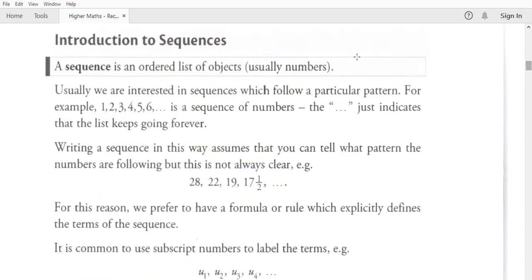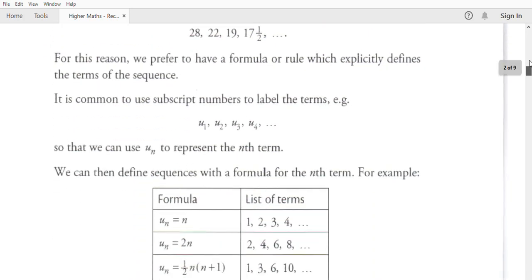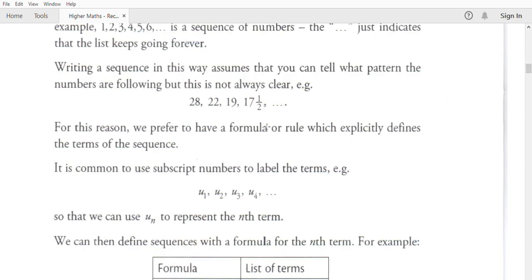So, introduction to sequences. You've seen sequences before, all through school. Here's a sequence: 1, 2, 3, 4, 5, 6, ... which shows the sequence will keep going on forever. Here's another sequence: 28, 22, 19, 17 and a half. So we're dropping down by 6, then 3, then 1.5, then it would be 3/4 after that. You're probably thinking, yep, I know that, so what about the Higher maths? So here's the new bit.